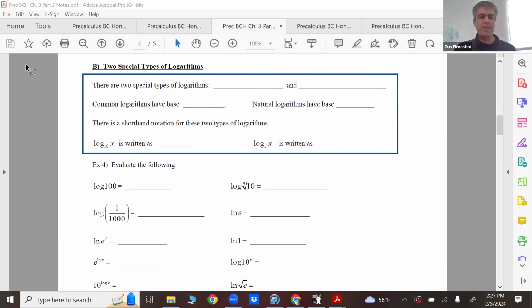Let's keep on moving. Two special types of logs. There's a common log and natural log.